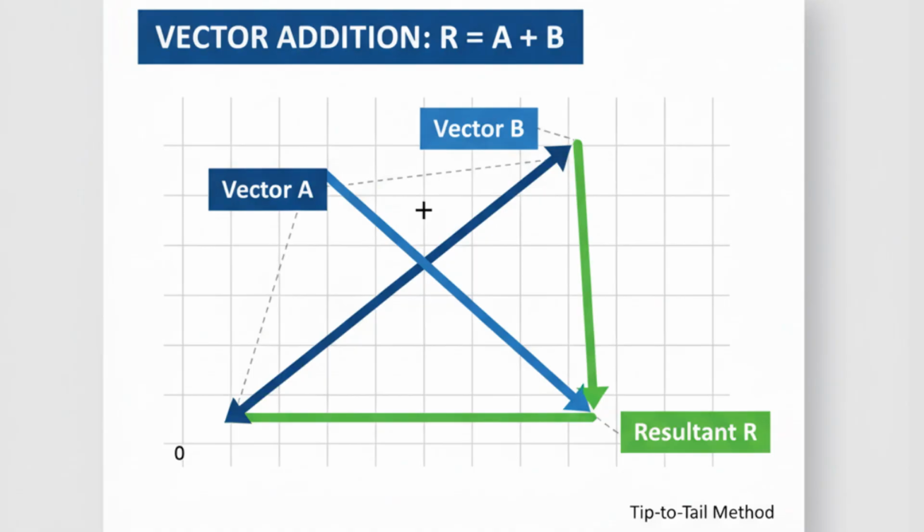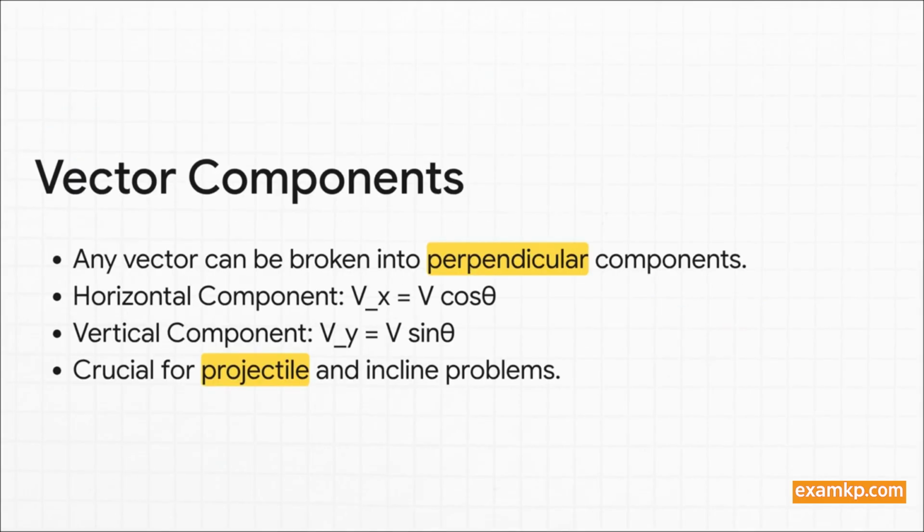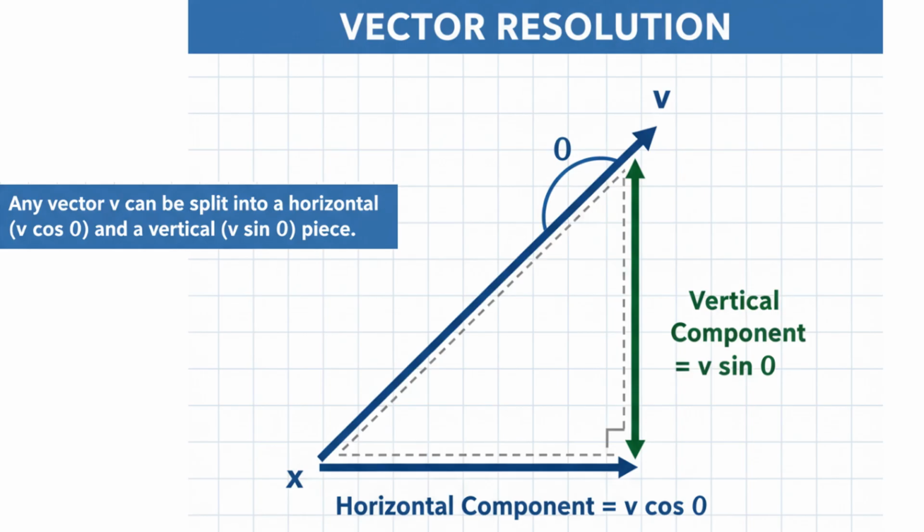Now for a real game changer. This tool is called resolution. Instead of putting vectors together, we're going to learn how to break them apart. And trust me, this makes some really complex problems suddenly seem a whole lot easier. Here's how it works. You can take any vector and split it into two parts, a horizontal part and a vertical part. Now don't let the formula scare you, they are actually super straightforward.